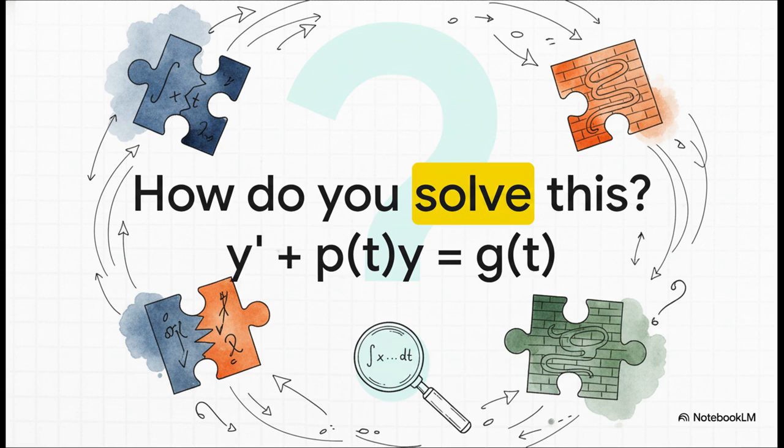So here it is in all its glory, the standard form, y prime plus p of t times y equals g of t. You've got the rate of change, the function itself, and then some other function on the other side. Now looking at it, you might think, oh, I'll just integrate each part. But if you've ever actually tried that, you know it's a total dead end. There's a special trick to this.